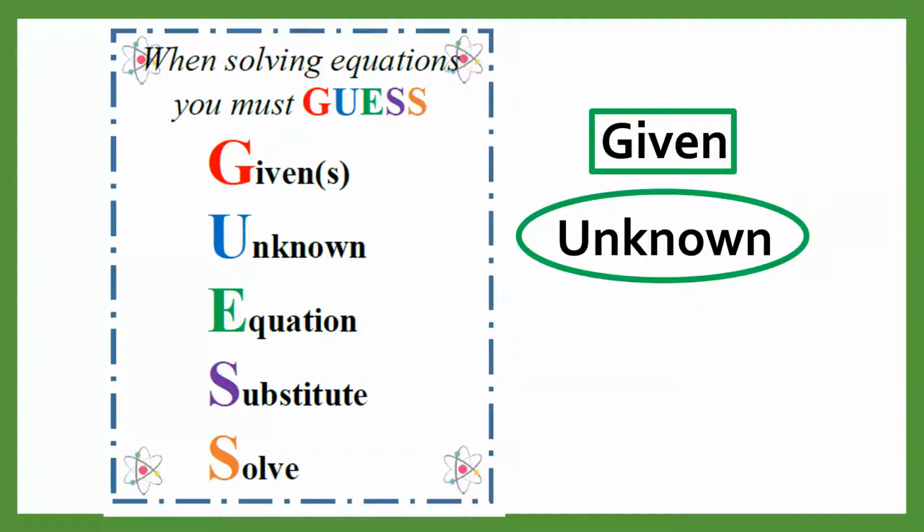We call this the GUESS process. So when solving equations, you must guess, but don't really guess, just know that this stands for, think about your givens, your unknowns, the equation, substitute, and then solve. I tell my students to always box what the problem gives them and circle your unknowns. That makes it very simple to work through these problems. Okay? So always box your givens and circle your unknowns. And you're going to hear me say that a lot throughout this video.